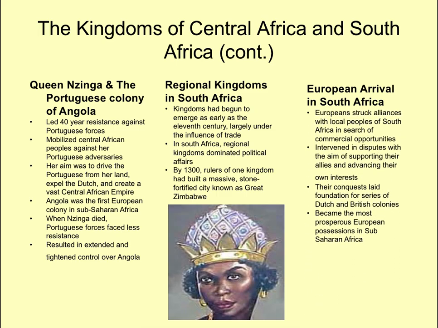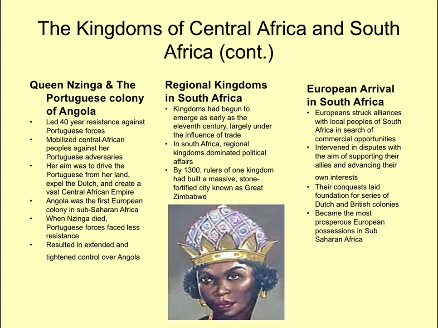However, when the Europeans did arrive in South Africa, they struck an alliance with local peoples of South Africa in search of commercial opportunities. Again, the idea of trading. They intervened in disputes with the aim of supporting their allies and advancing their own interests, meaning, yeah, sure, we'll help you out, but what's in it for me if I help you out? So their conquests laid the foundation for a series of Dutch and British colonies.